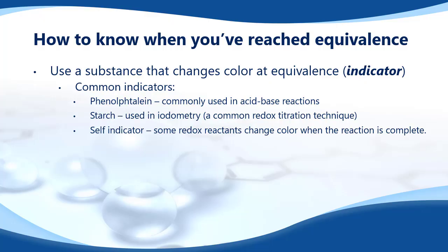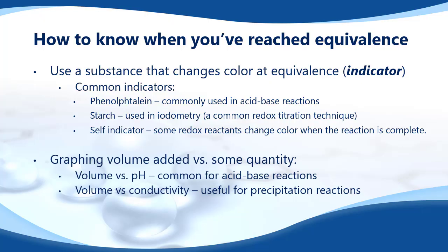A couple of other common ways that you can do it, one we'll actually do as a lab procedure towards the end of the year, is we're going to graph. We can graph volume versus pH for acid-base reactions. And what we'll look at, and I'll show you in the next slide, is that there's going to be a rapid rise. The center of that's going to be our equivalence point.